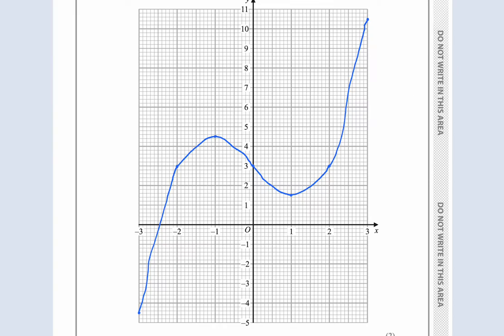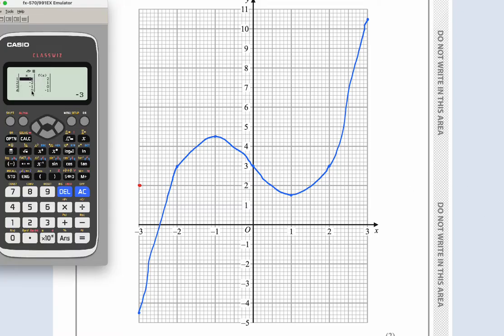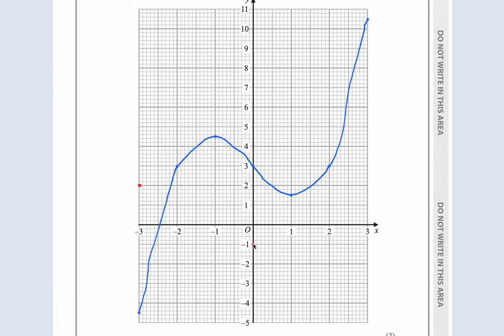So let me use red. Minus 3, 2 is there. And let's go 0, minus 1. I could choose any of these points, guys, because when I join them, I'll get a straight line like this.